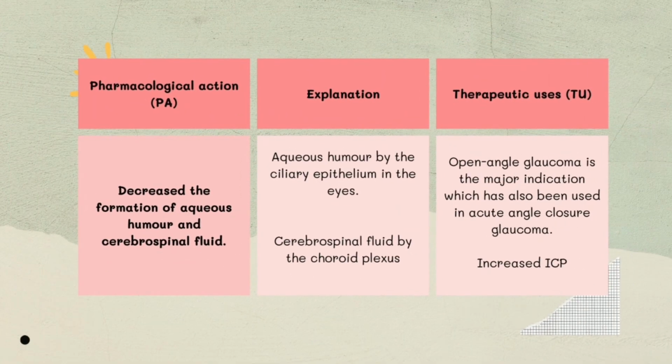Next, decrease the formation of aqueous humor and CSF. The aqueous humor by the ciliary epithelium, which is located in the eye, and then the cerebrospinal fluid by the choroid plexus. As for the therapeutic uses, open-angle glaucoma is the major indication, which has also been used in acute angle closure glaucoma. It also increased the ICP.